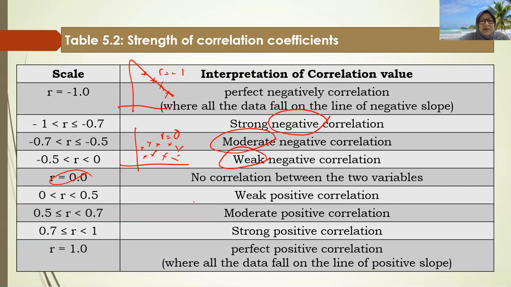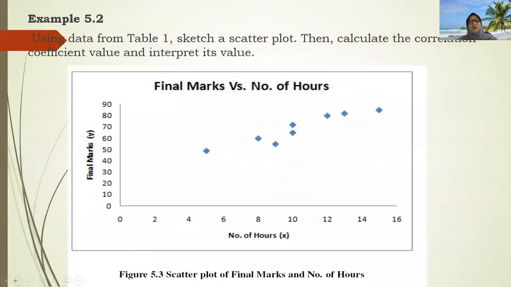Similarly on the positive side, if it is less than 0.5, that means weak. Between 0.5 and 0.7, it is moderate, and more than that will be strong positive. If R equals 1, then it is perfectly on the positive trend, and every point is on the straight line. Perfect positive. So you can always refer to this table in order to interpret the correlation coefficient that you have.